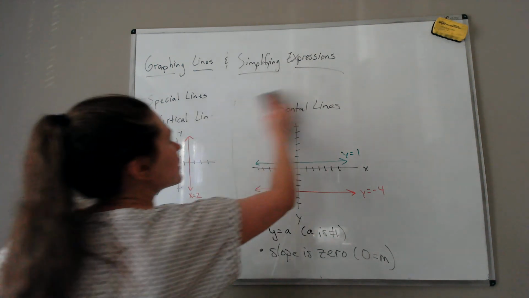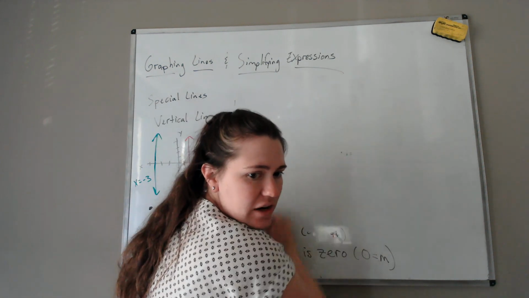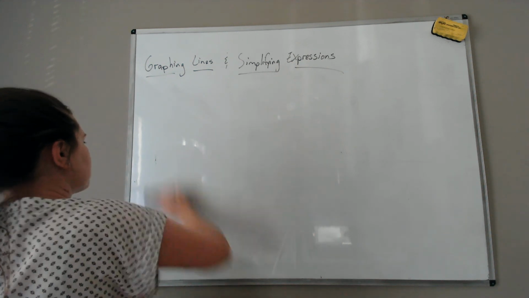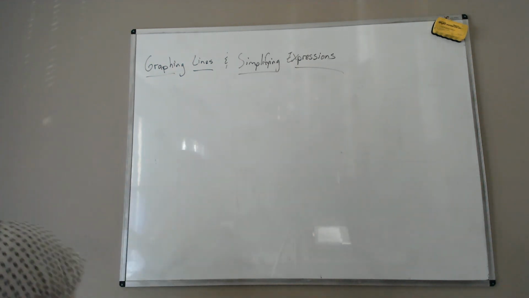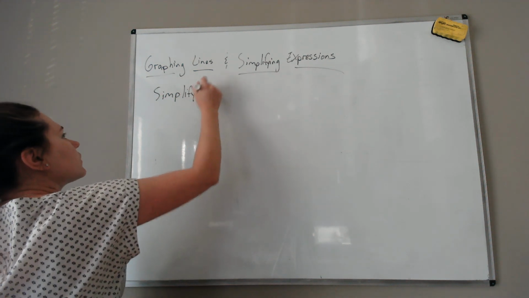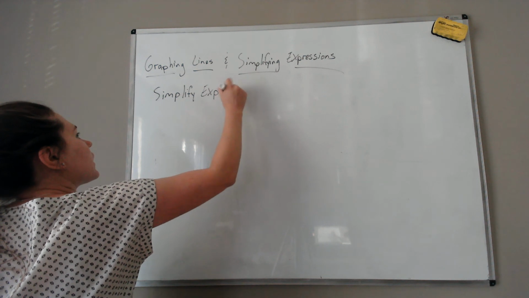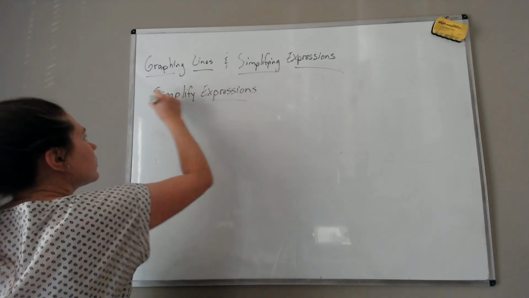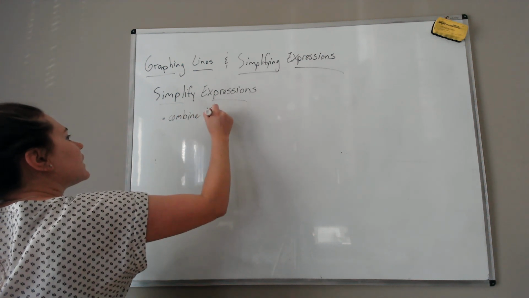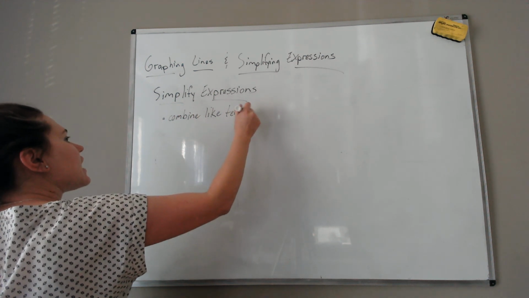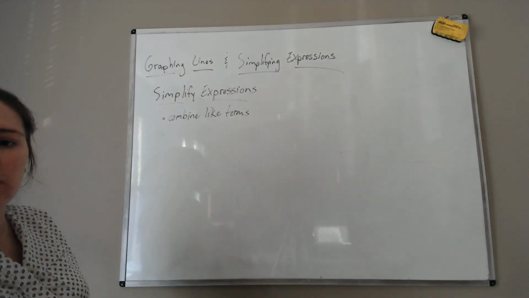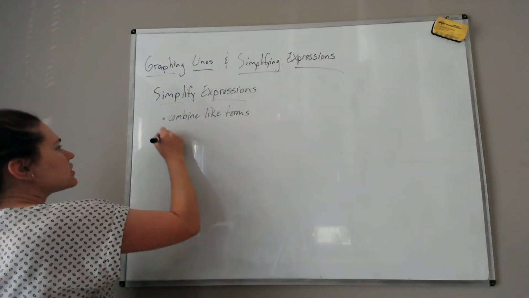So now we're just going to move on to simplifying expressions and evaluating expressions. So when we simplify expressions, okay, we need to make sure that we combine like terms. So when we combine like terms, right, that means that they have the same variable, they have the same exponent, okay? So we'll just simplify two expressions.